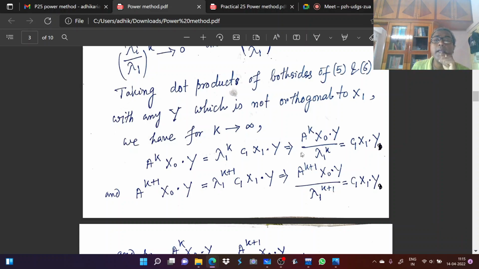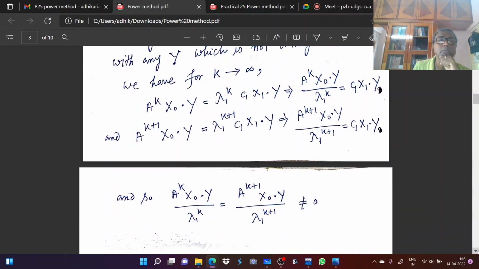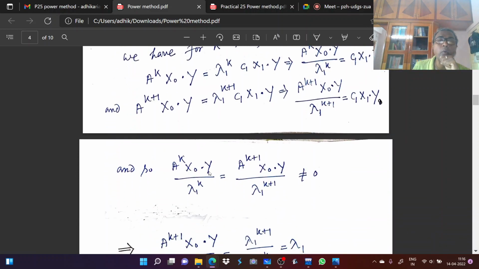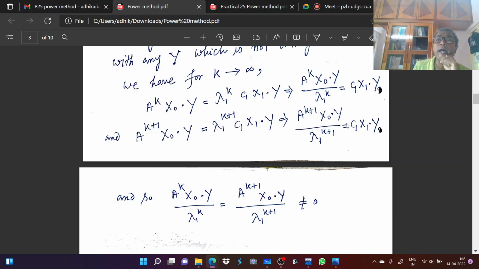So we can write C1 x1 dot y equal to A^k x0 dot y by lambda 1 to the power k, and similarly A^(k+1) x0 dot y equal to lambda 1 to the power k plus 1 C1 x1 dot y, and so C1 x1 dot y equal to A^(k+1) x0 dot y by lambda 1 to the power k plus 1. The left-hand side quantity and this quantity are both equal to C1 x1 dot y, so they are equal.